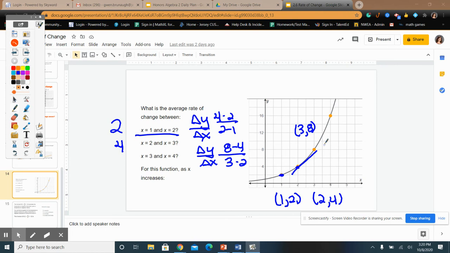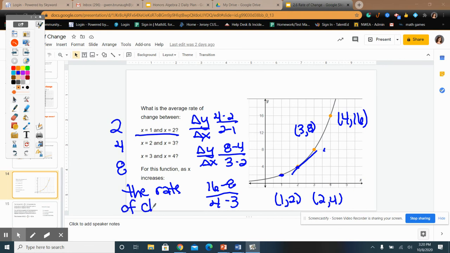How about between 3 and 4? That would be (3, 8), and then 4 is going up to 16. So I take 16 minus 8 over 4 minus 3, and the rate of change would be 8. And for this function, as x increases, the rate of change also increases. It gets steeper.